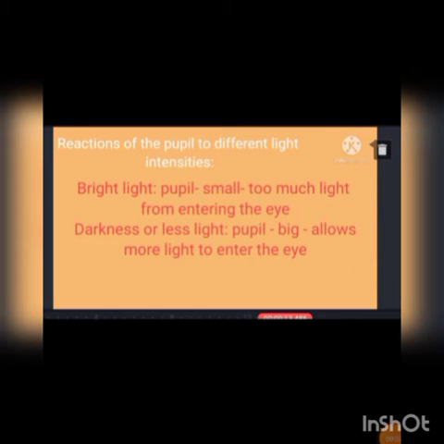Next, reaction of the pupil to different light intensities. You will observe that the size of the pupil changes according to the intensity of the light. In bright light, the pupil becomes small, blocking out too much light from entering the eye. In darkness or less light, the pupil becomes big and allows more light to enter the eye. This is the reason why you cannot see too well when you come indoors after being out in bright sunlight.